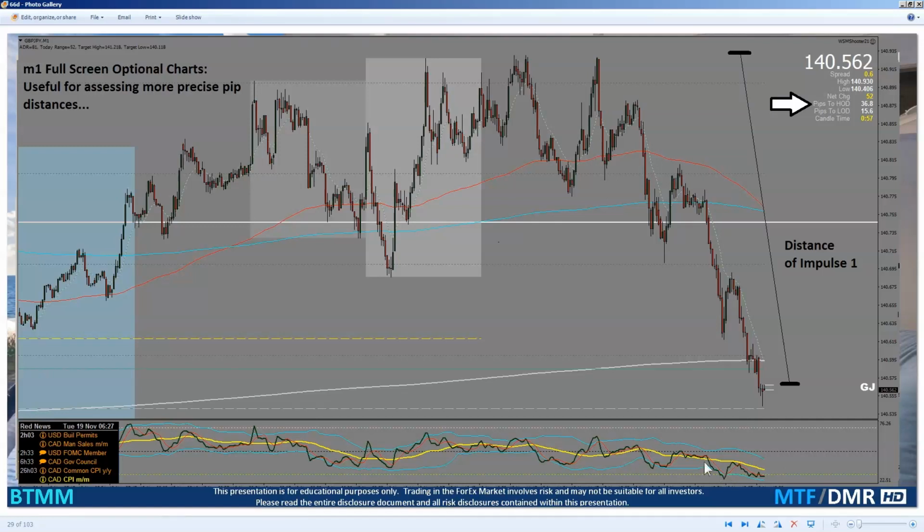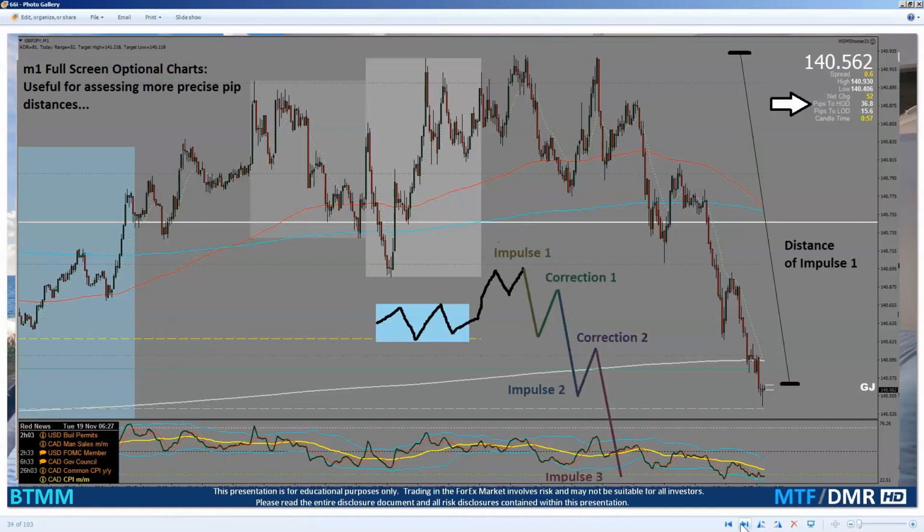Okay, so that's impulse 1. Let's just declare clearly what these are. So an impulse 1 would be an M15 chart, the first large shift. You can consider that the shift. Then you'd have correction 1. That's a distance as well. There's an average distance for those in GJ. And then you have impulse 2 into correction 2, into impulse 3, into correction 3, and then end of day. Okay?